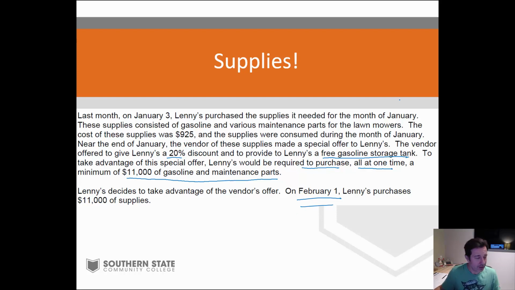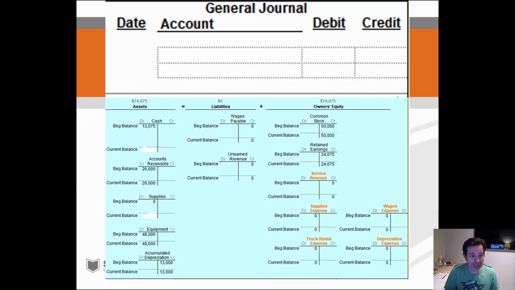All right. So that's entry number one we need to make. We need to record where we buy $11,000 worth of supplies on February 1. Look at that. The handwriting is getting better and better. Have you noticed that? I'm really proud of my handwriting. I don't boast a whole lot, but that's pretty good right there. We got supplies going on.